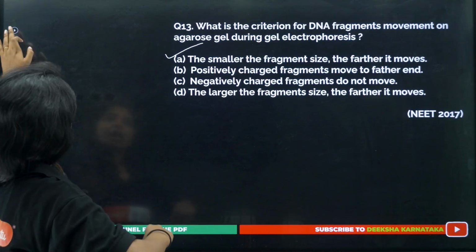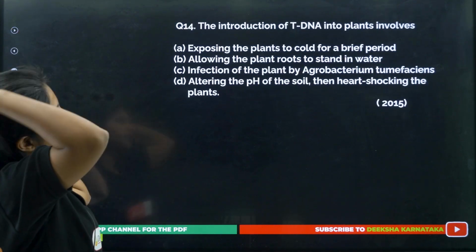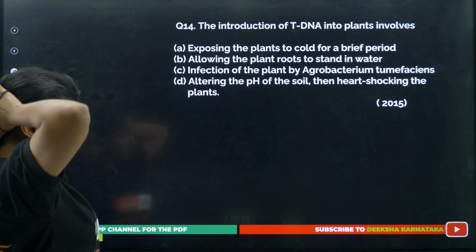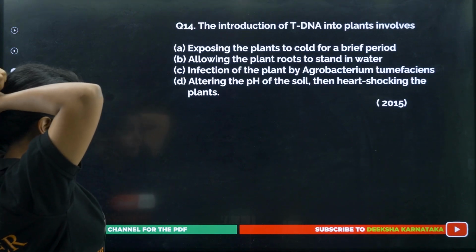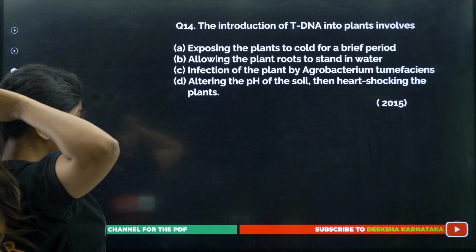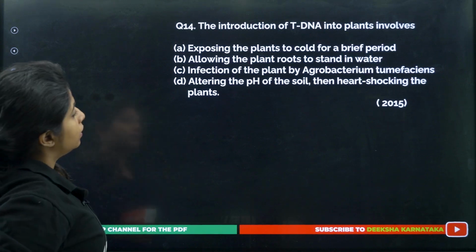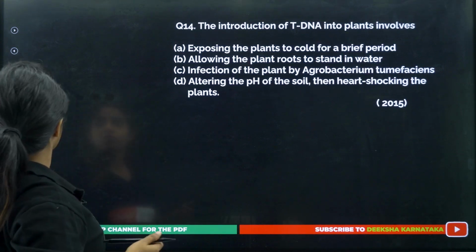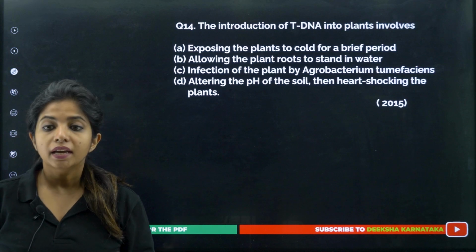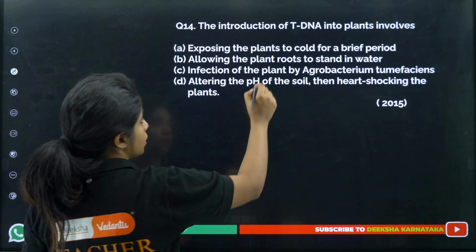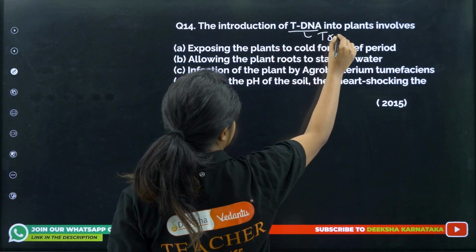Cool. Now, going ahead with the next question. The introduction of tDNA in the plants involves what? Exposing the plants. So first thing, let me explain the question. Okay, introduction of tDNA. What does tDNA stand for? tDNA stands for transfer DNA.